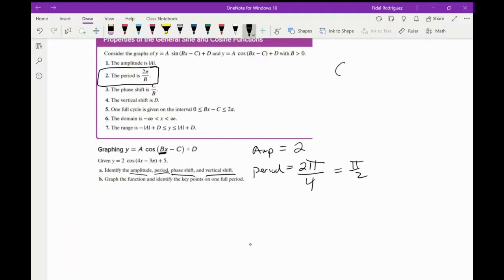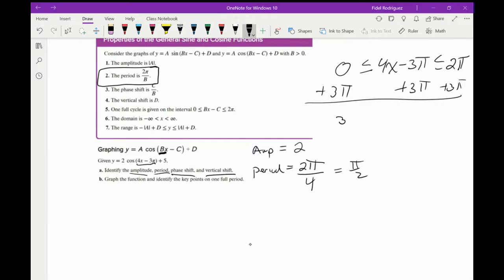The first thing we would write is 0 is less than or equal to, and we're going to take this part right here, less than or equal to 2 pi. Now we're going to solve that inequality. So we're going to add 3 pi all the way across.